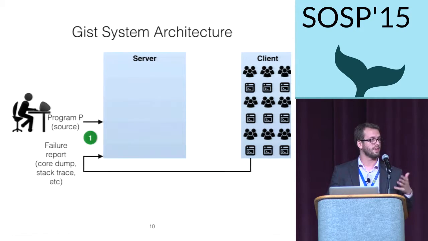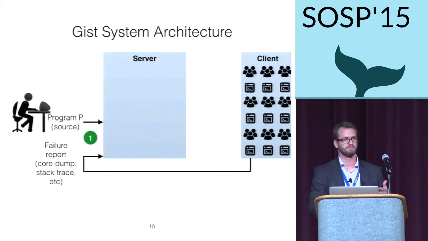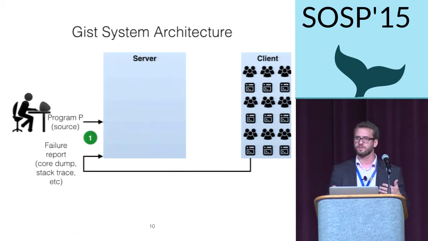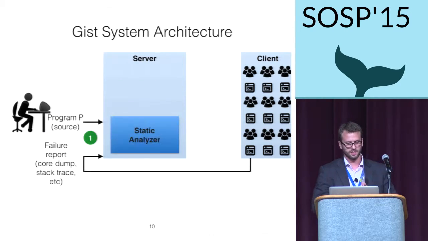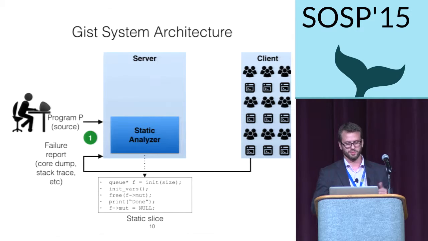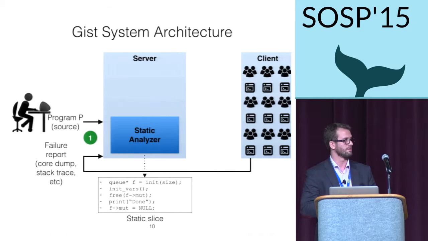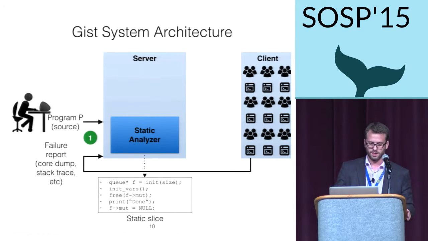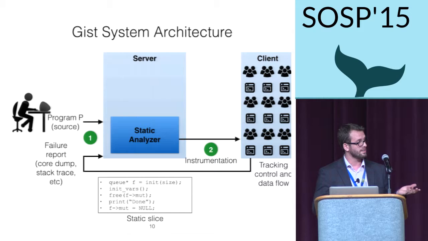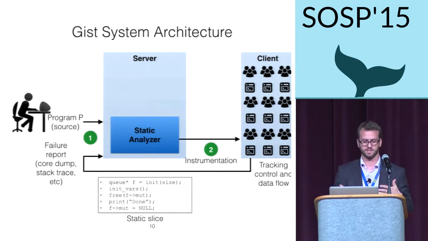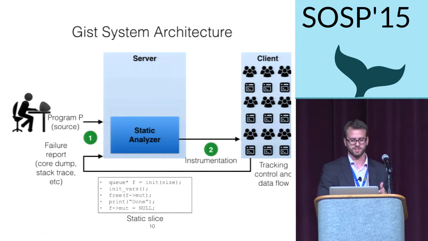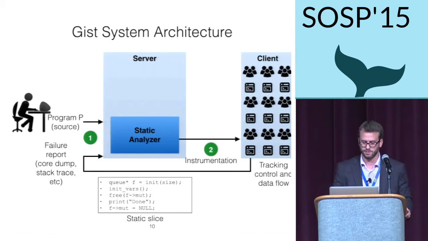The server-side component takes as input the failure report from the users, this could be a core dump, and the source code of the program that's being debugged. These inputs are then fed into a static analyzer, which computes a static slice using these inputs. The static slice contains program statements that potentially affect the statement where the failure occurs. The client side of our approach gathers more control and data flow traces from both failing and successful executions by instrumenting programs in user sites by taking into account the slice that the static analyzer computed.